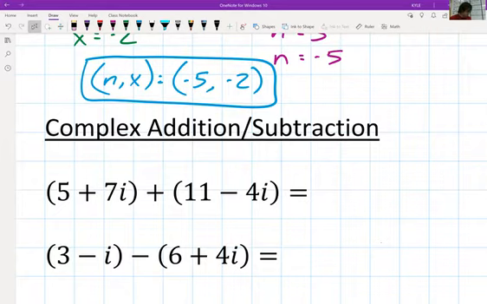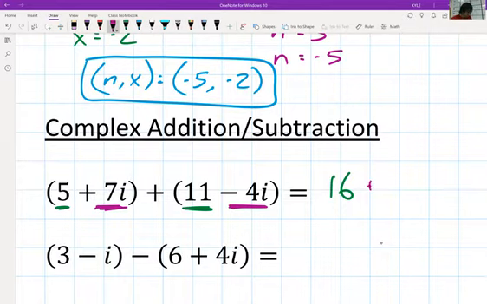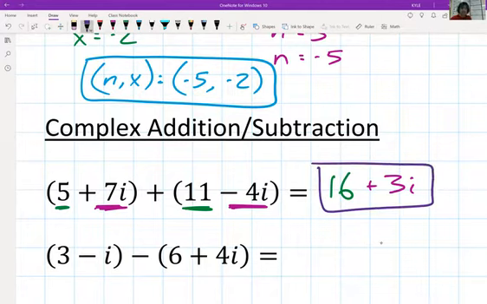So you see here, the first problem on the screen, 5 plus 7i plus 11 minus 4i. We're just going to come here and combine the real parts. So 5 plus 11 is 16. 7i's plus -4i's, so 7 minus 4 plus 3i. 16 plus 3i. We just combine those like terms, those real parts together, those imaginary parts together.